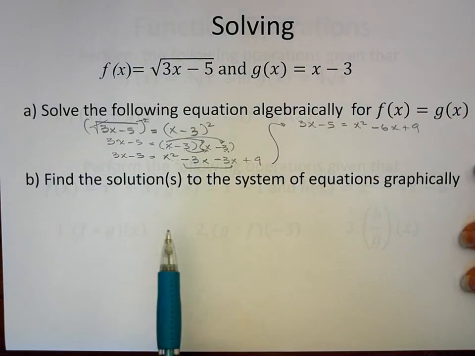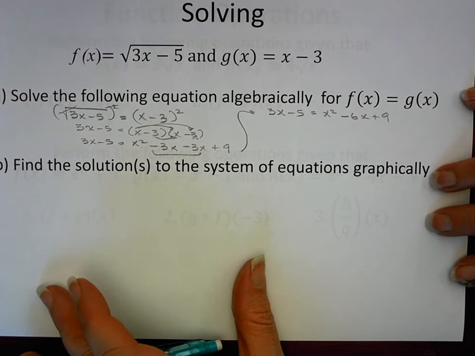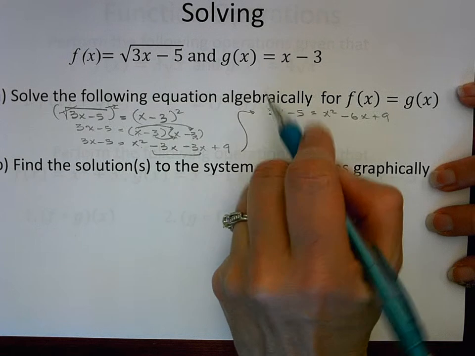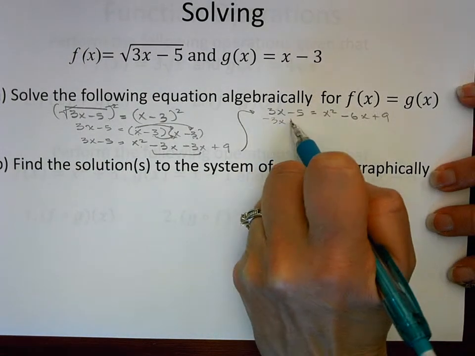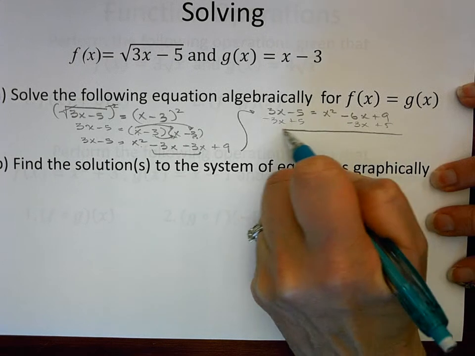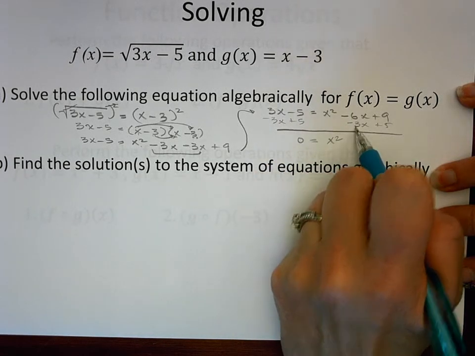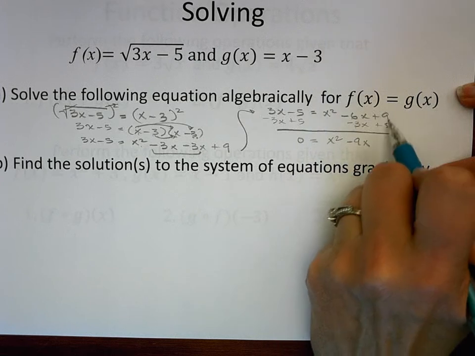And then I have a quadratic, so I want to solve by factoring. In order to do that, I need to have it equal to 0. So I will subtract the 3x and add the 5. That's 0. Negative 6 and negative 3 is negative 9, and 9 plus 5 is 14.